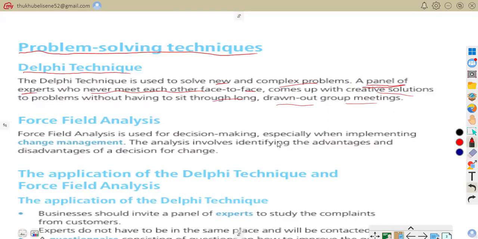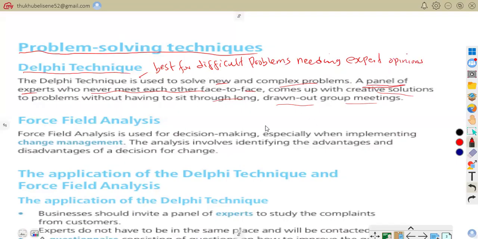So we say it is best for difficult problems needing expert opinions. This technique is best for difficult problems needing expert opinions.